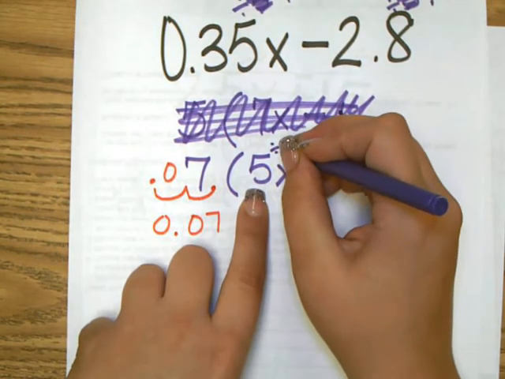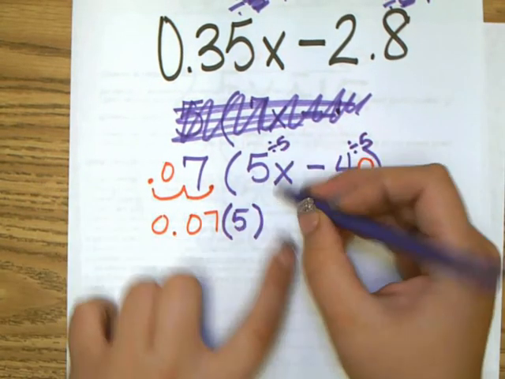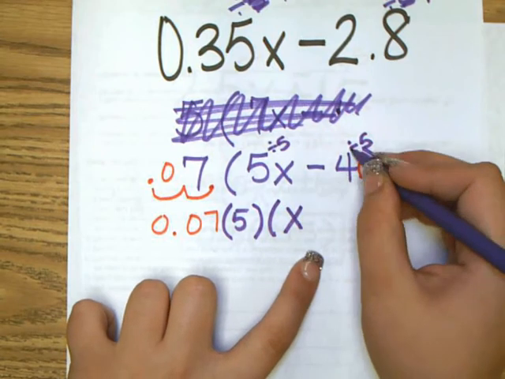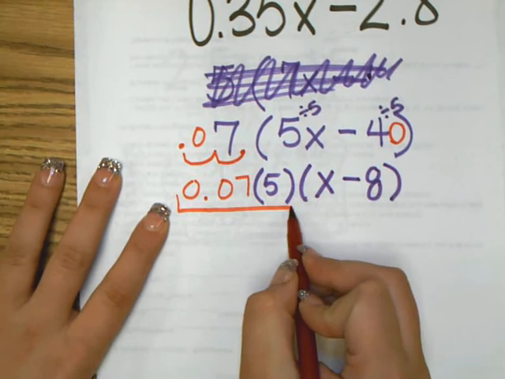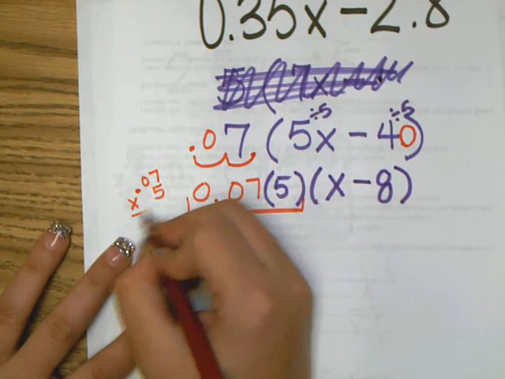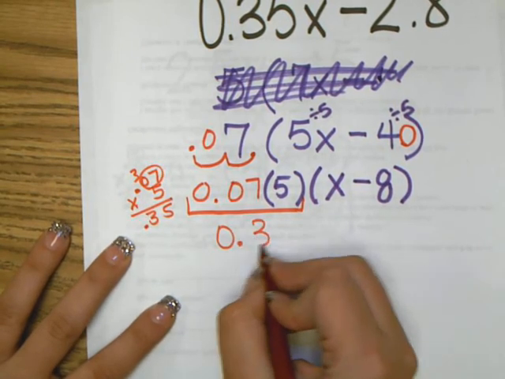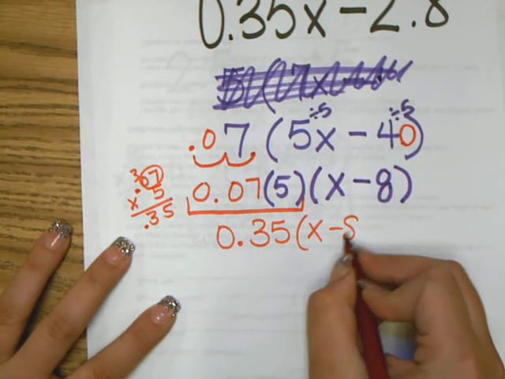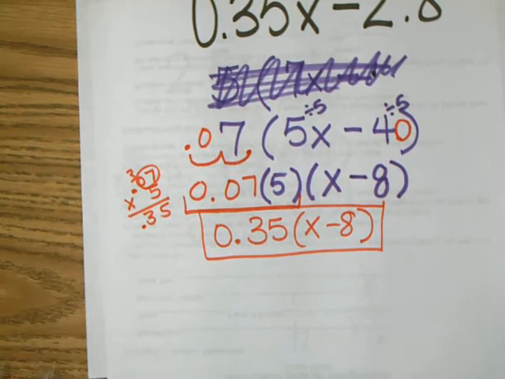So then we ask ourselves, is there anything in common with 5 and 40? 5. So 5 divided by 5 is 1x, and negative 40 divided by 5 is negative 8. Then we're going to multiply these together to get the GCF. So 0.07 times 5. Move the decimal twice, and we get 0.35. And that is our final answer.